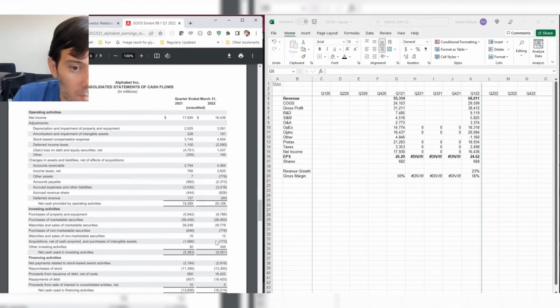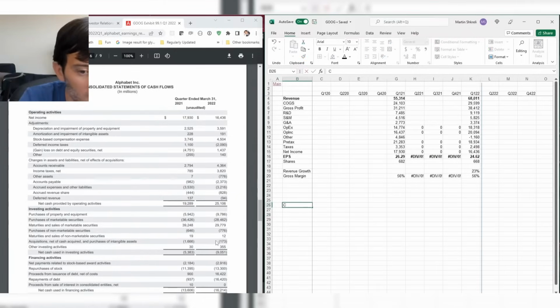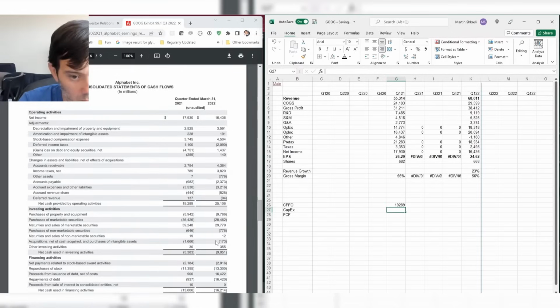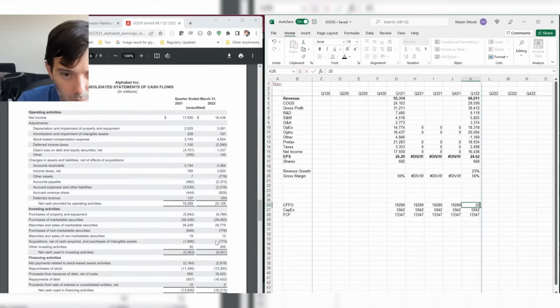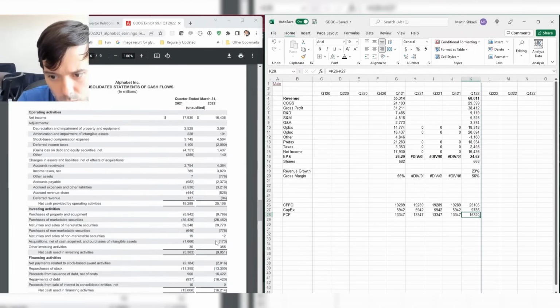All right, so actually the income statement's the most important thing for Google. I think the cash flow statement, well, cash flow statement is pretty important. Let me just jot down these as a shortcut. These are the 3 things I really care about. Cash flow from operations, CapEx, and free cash flow. All right.